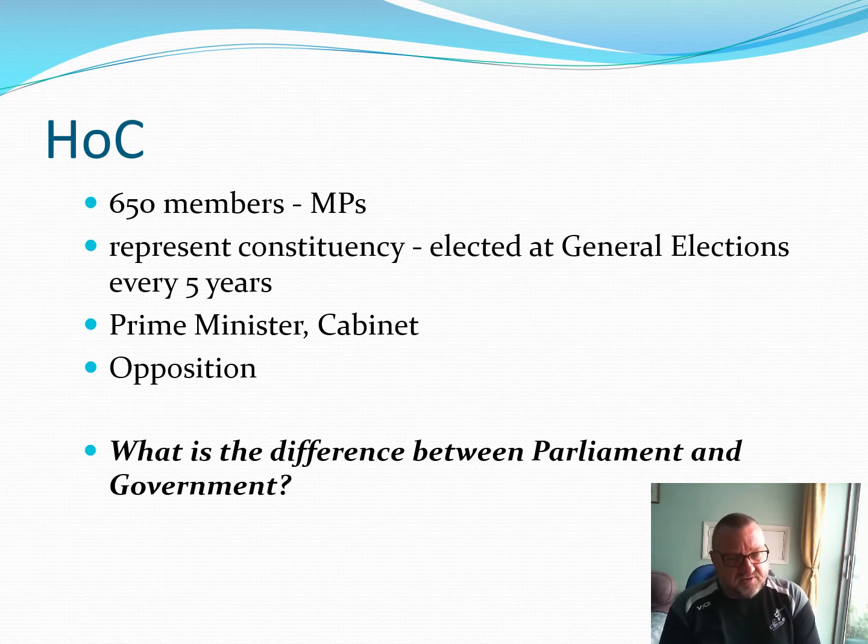So at the time of recording this PowerPoint in 2020, the Prime Minister is Boris Johnson, who leads the Tory party, also known as the Conservatives, and they are the government of this country.